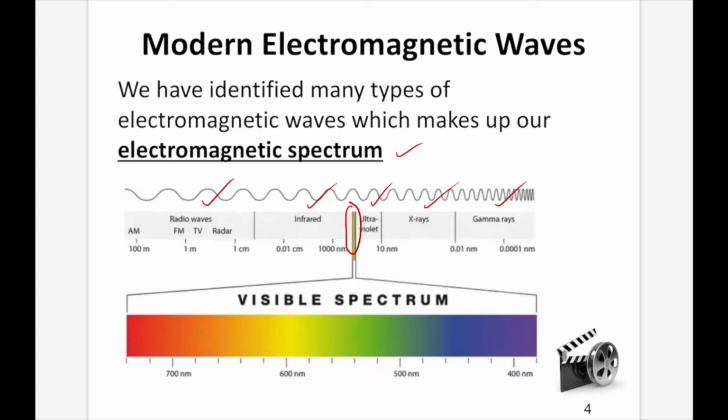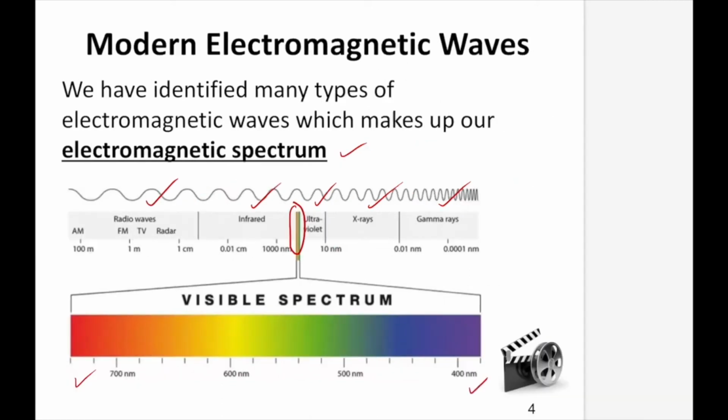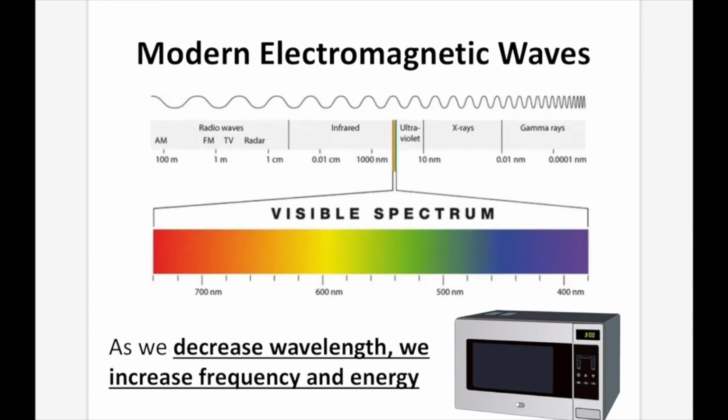And then we could divide the visible spectrum into its wavelengths from red all the way down to a violet blue color. Now, as we decrease the wavelength, so you can see this is 700 nanometers, this is 400, so wavelength is lower here. So we say wavelength is represented by that symbol called lambda. So you say that lambda is bigger on the left, smaller on the right.